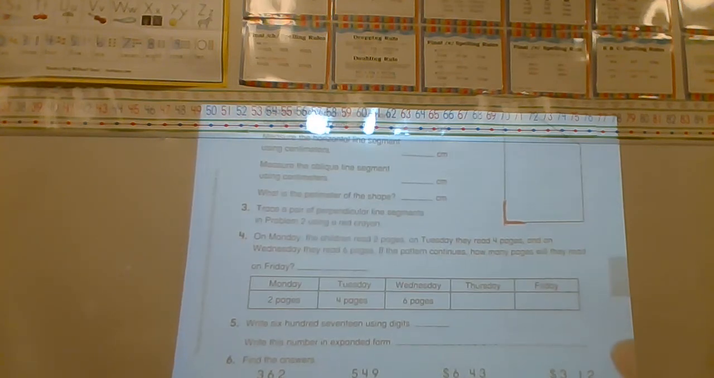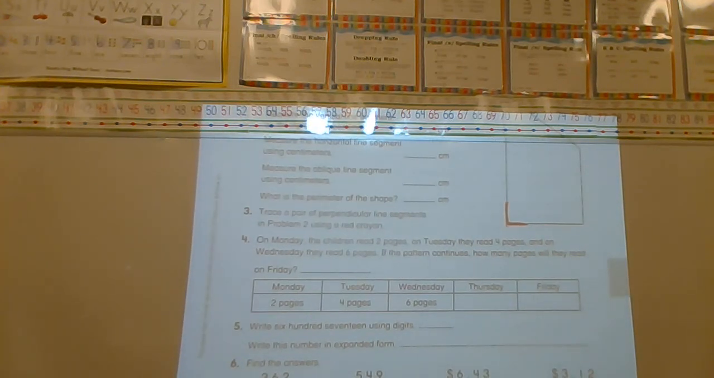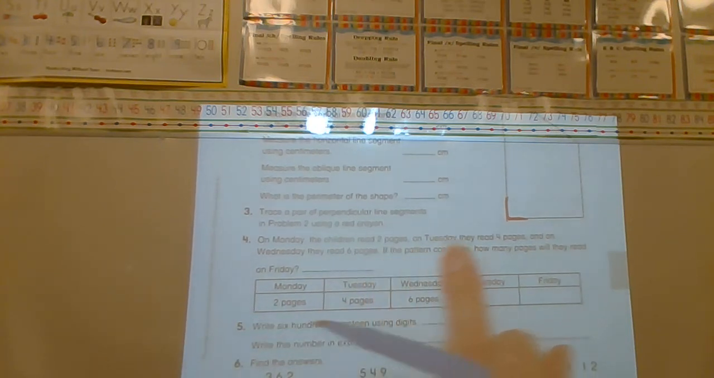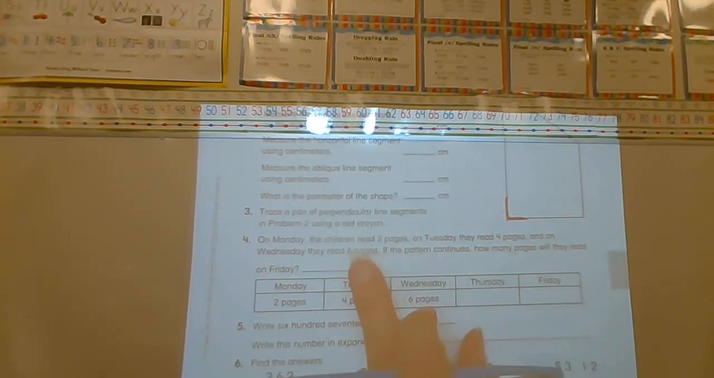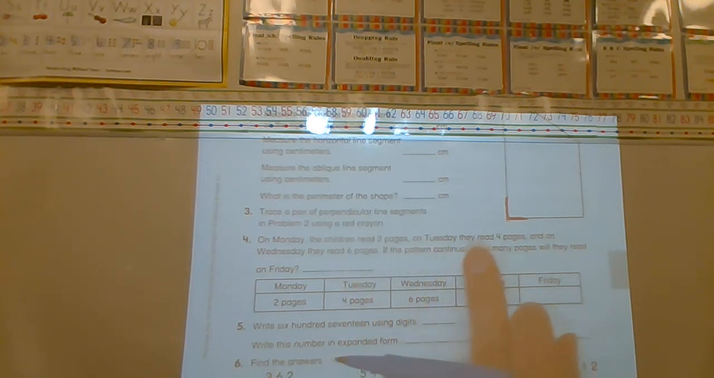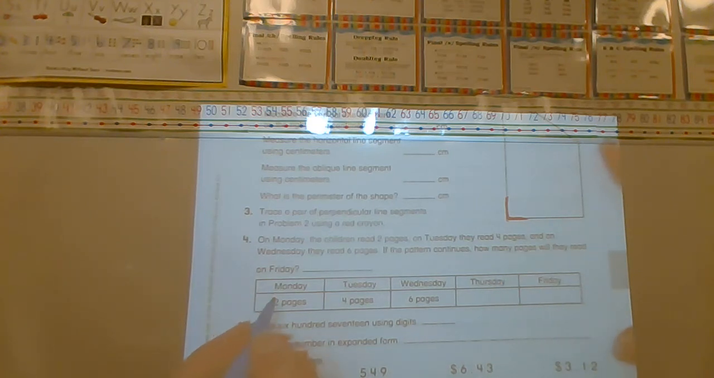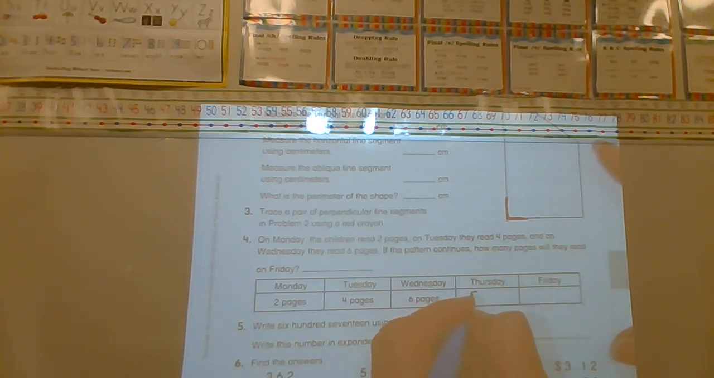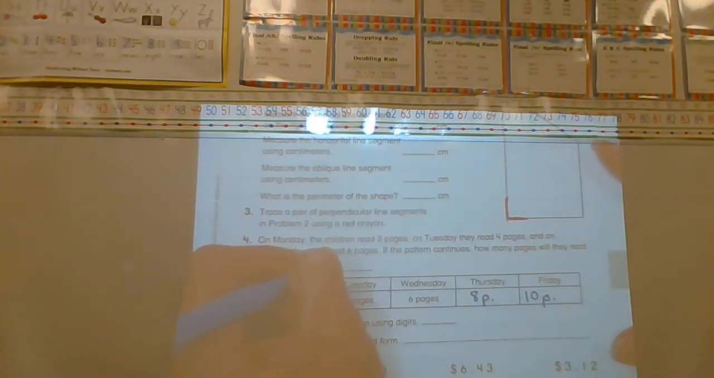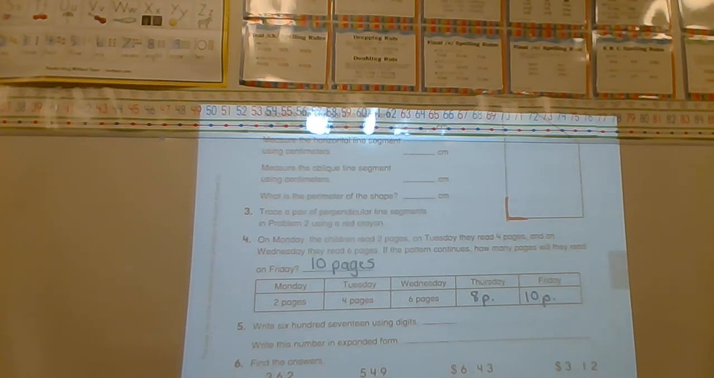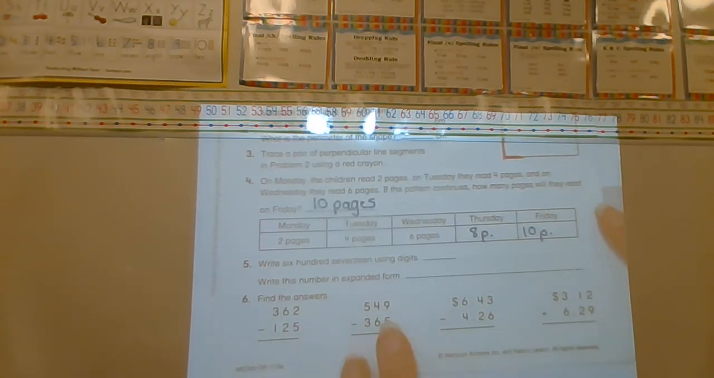And here, let's go ahead and do number 4 together. On Monday, the children read 2 pages. On Tuesday, they read 4 pages. And on Wednesday, they read 6 pages. If the pattern continues, how many pages will they read on Friday? Well, let's finish the pattern. 2, 4, 6. How many on Thursday? 8. How many on Friday? 10. That's right. How many pages will they read on Friday? 10 pages.